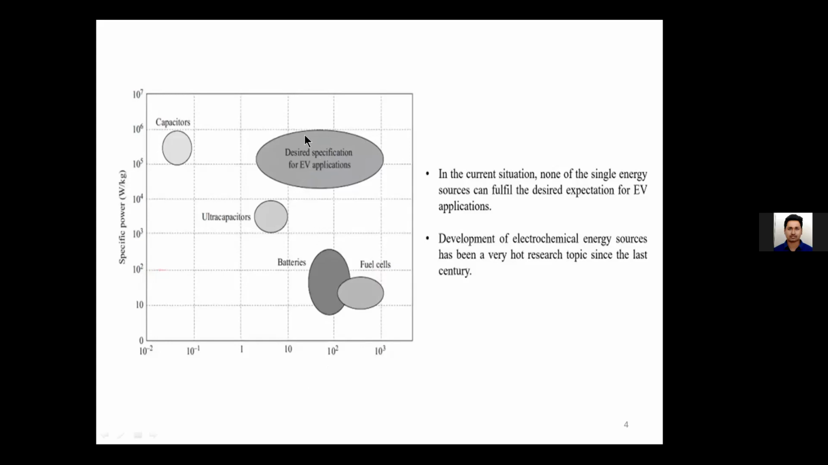And the desired specifications for EV lie in this particular range. So there is no particular source of energy which directly meets the EV applications, that is, the specifications that are required for the EV applications. Okay. So this has been one of the research topics and research challenges.